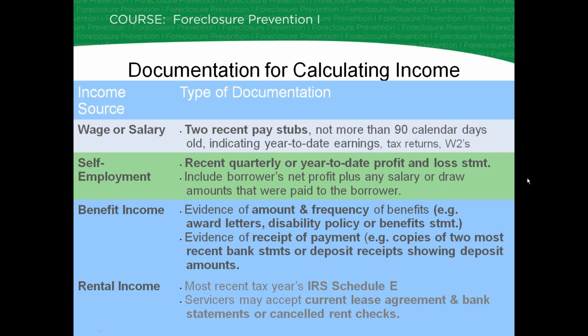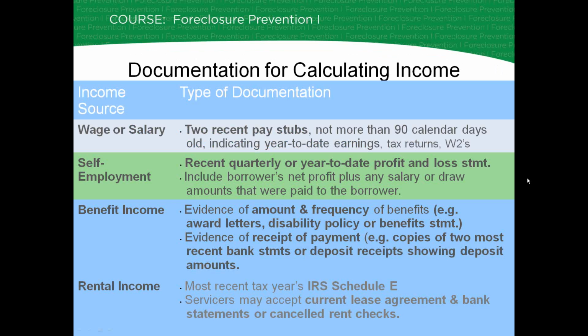Benefit income. So you want evidence of that. You want to get evidence of the amount and how often they're getting it. So for instance, if it's Social Security or if it's some sort of trust fund they're getting, they should have an award letter and they should have something showing how much they get and how often. You should also have bank statements to show proof that they've received it. So that's also very important.